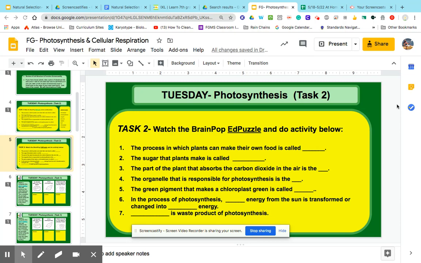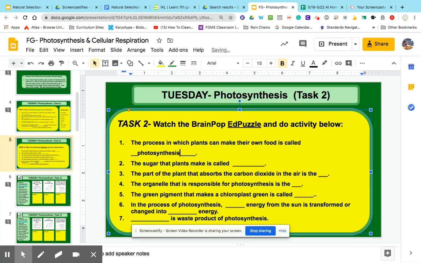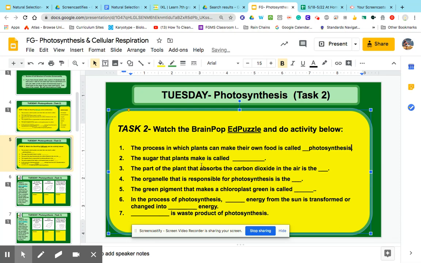Okay. This is already set up as a text box. So all you have to do is put the cursor in there, click it, and there you go. And then just put in the correct answers. The process in which plants can make their own food is called photosynthesis. If it goes to the next line and you don't like it to do that, you can just get rid of the extra spaces. The sugar that plants make is called glucose.